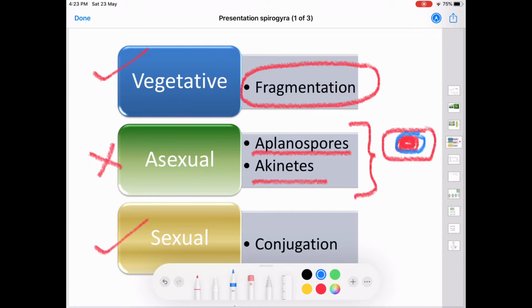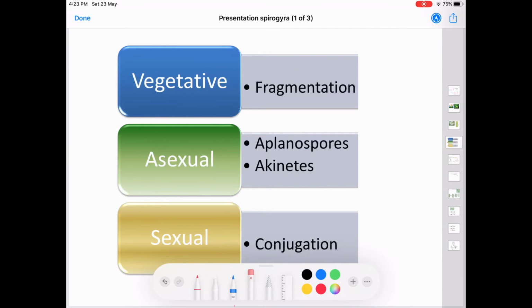In the case of akinetes, the thick wall is produced around the cell wall. If the thick wall is produced around the cell wall, it is known as akinetes. If the thick wall is produced around the protoplasm, this is known as the aplanospores.